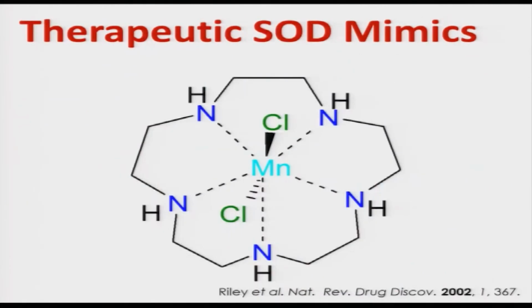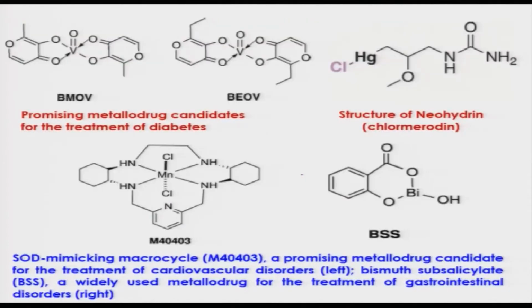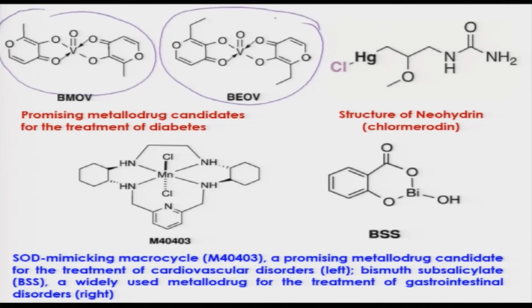So, one of these therapeutic SOD mimics is shown here. You see that this is a manganese complex, which actually destroys the superoxides, converting them to less harmful products like oxygen and peroxides. I am showing here some promising metallo drugs used for the treatment of diabetes. Oxovanadium species are very promising metallo drug candidates for the treatment of diabetes.